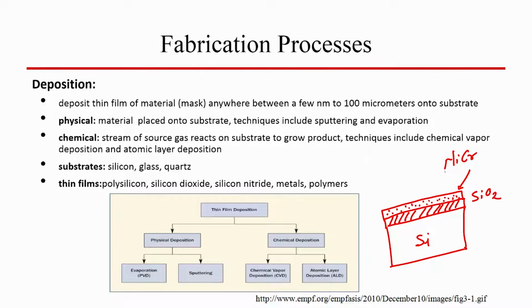Now, how do we deposit this metal for fabricating our heater? That is where the deposition technique comes into play. In deposition, you deposit a thin film of material, anywhere from a few nanometers to 100 micrometers, onto a substrate. The thickness can be from a few nanometers to 100 micrometers depending on what kind of technology you are using to deposit the material. Then you have two kinds of deposition: the first one is physical deposition and the second one is chemical deposition. In MEMS we call these physical vapor deposition and chemical vapor deposition.